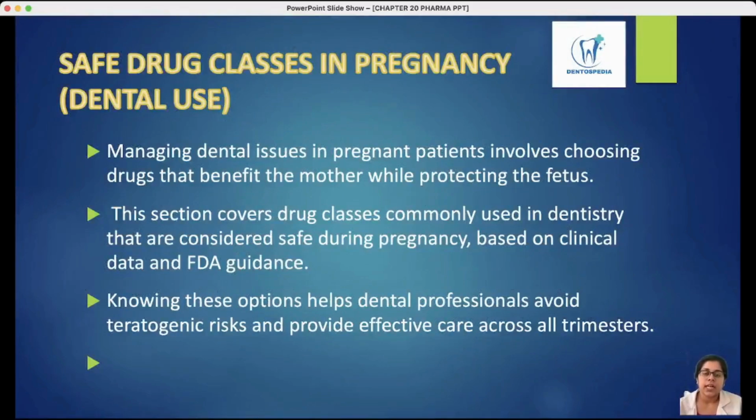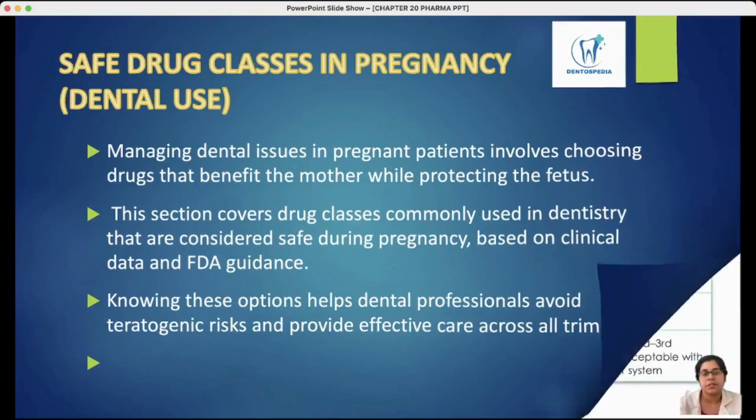Now, safe drug classes in pregnancy for dental use specifically. Managing a dental issue in a pregnant lady involves choosing drugs that benefit the mother while protecting the fetus. This section covers the drug classes commonly used in dentistry that are considered safe during pregnancy, based on clinical data and FDA guidance. Knowing these options helps dental professionals avoid teratogenic risk and also provide effective care across all the trimesters.